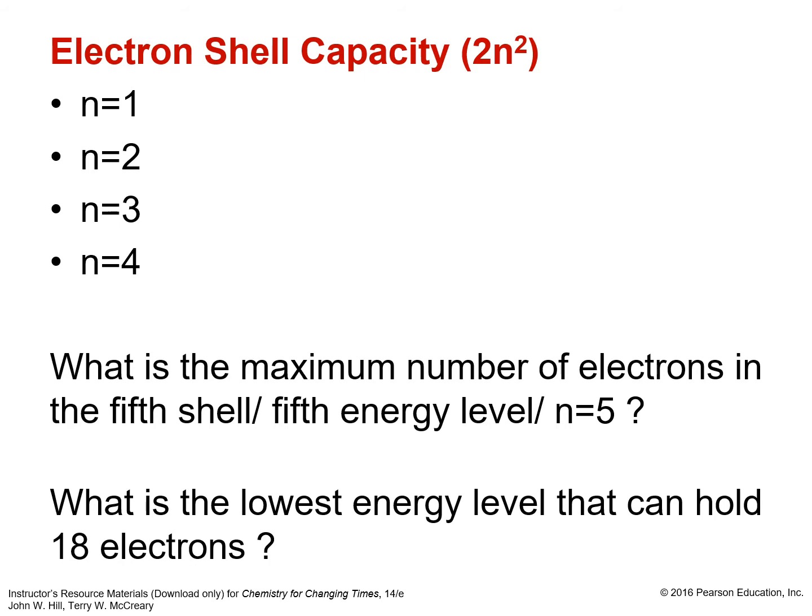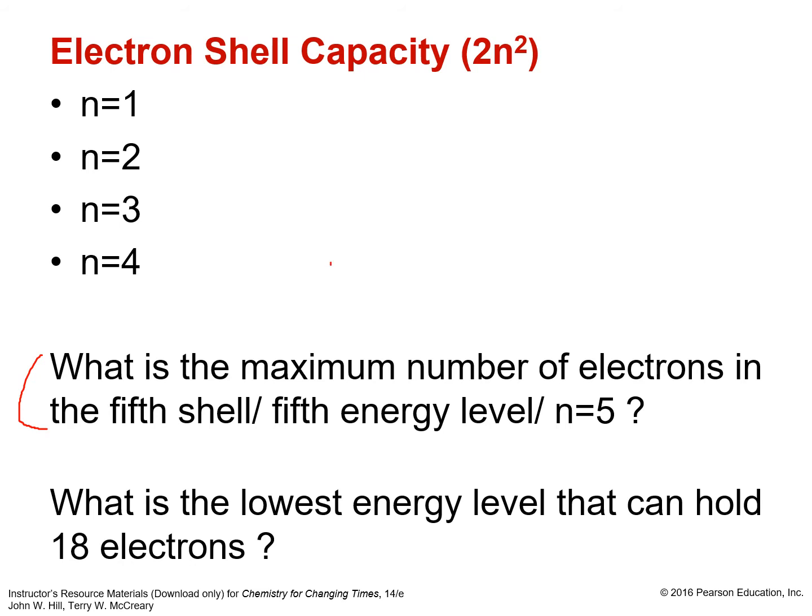So you can answer these two questions. What will be the maximum number of electrons in the fifth shell or the fifth energy level? You will use the same formula, 2 times 5 squared, and you can calculate it. Or, what is the lowest energy level that can hold 18 electrons?